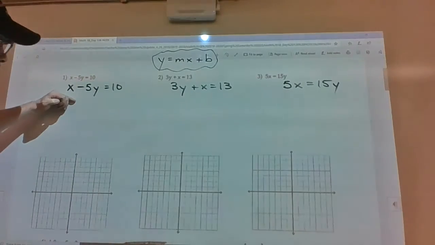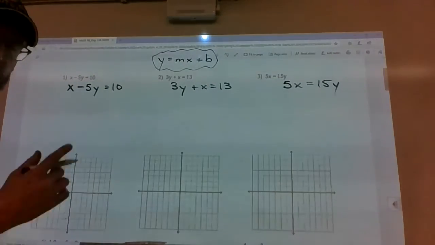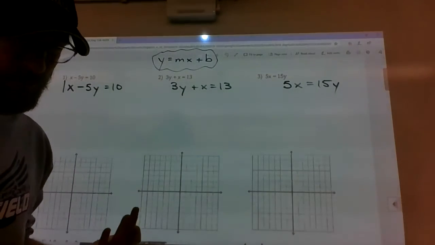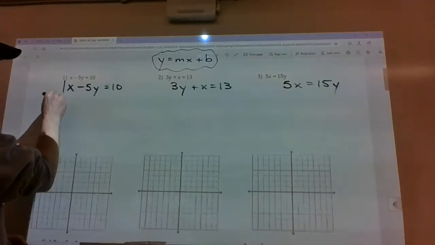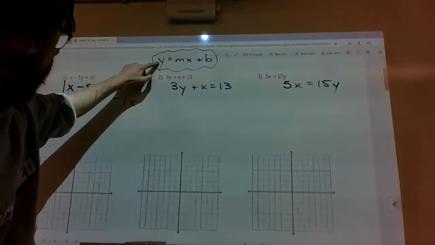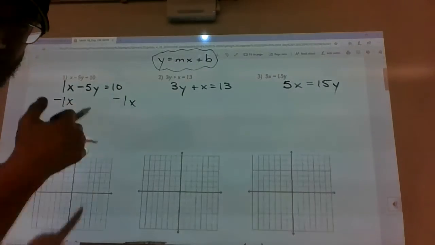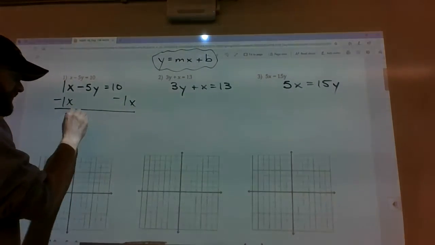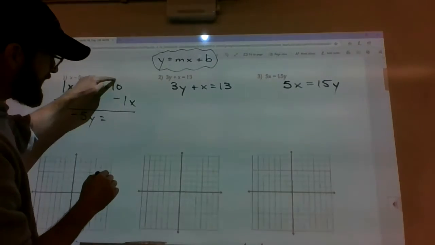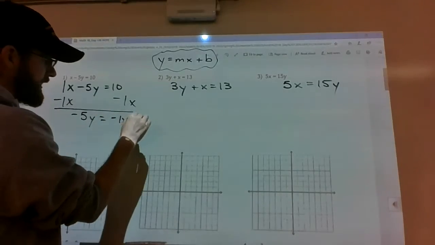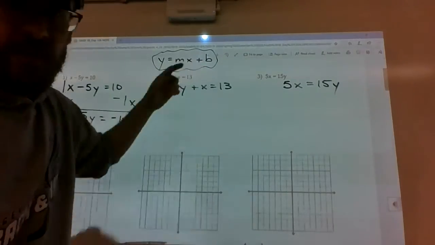So on x minus 5y equals 10, first thing I'm going to do is put a 1 in front of the x so there's no confusion about the numbers there. I'm going to subtract the 1x from both sides because we need to get a y, preferably on the left-hand side. So let's get rid of the 1x. So you've got negative 5y equals, instead of writing it as 10 minus 1x, I'm going to write it as negative 1x plus 10 because I see mx plus b up there.